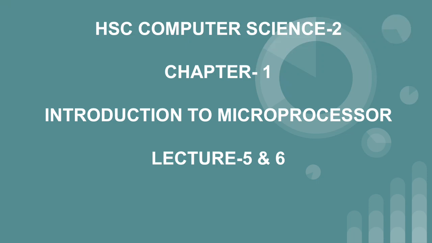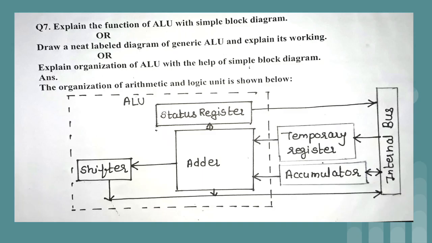Students, so till now we have seen total 4 questions, that is what is microprocessor, its function, then evolution of microprocessor, then we have seen microcomputer based system, and then we have learned CPU architecture. So again we are continuing with the same chapter, that is chapter number 1 of computer science 2.